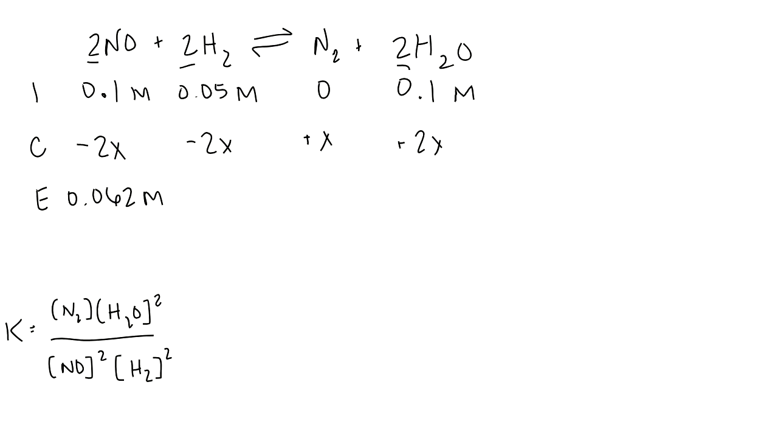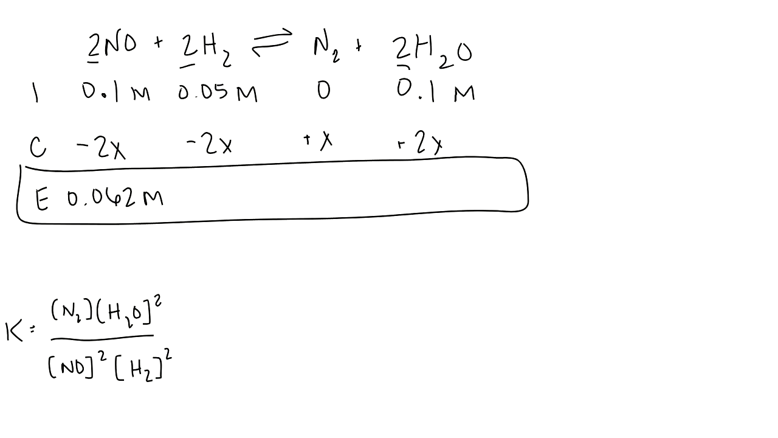So in order for us to find K, we need to find our concentrations of each of these species at equilibrium in order for us to plug into this equation. So again, our goal is to find everything that belongs in this last row and then plug it in to here. That's what we're looking for. That's how we're going to solve this problem.